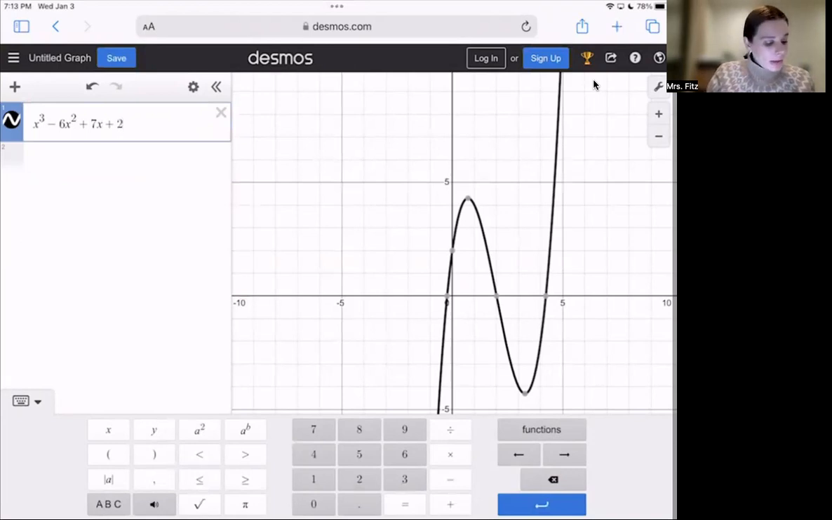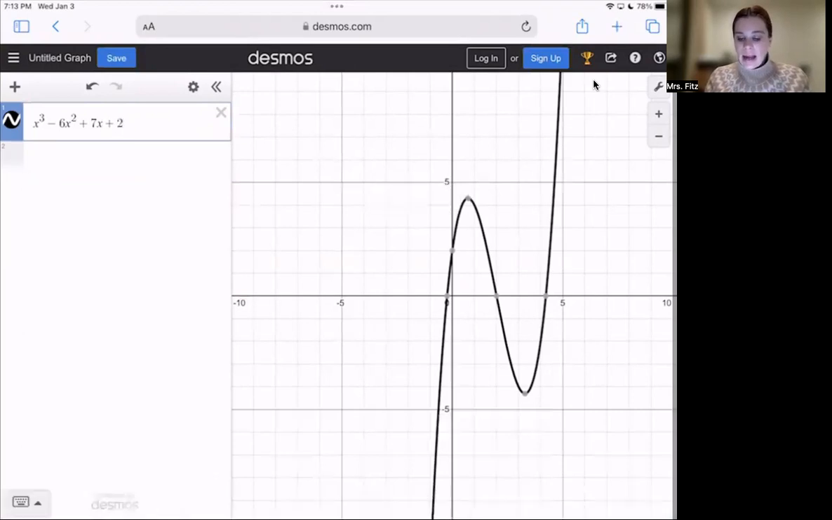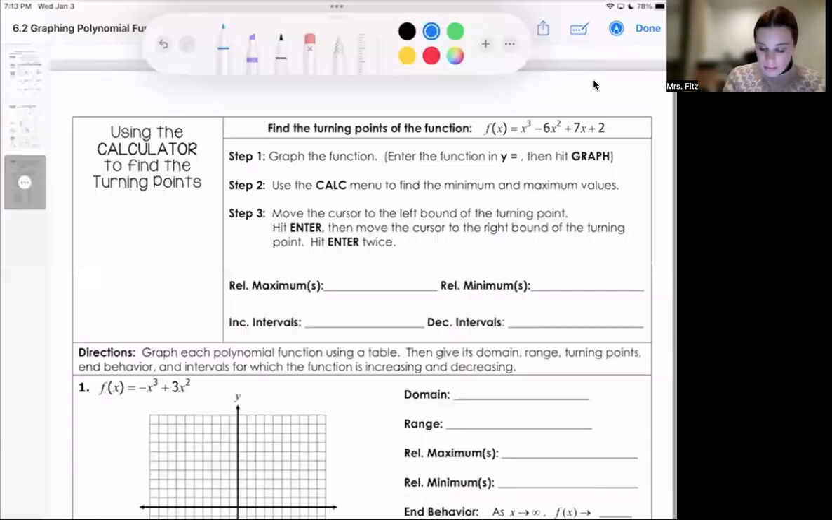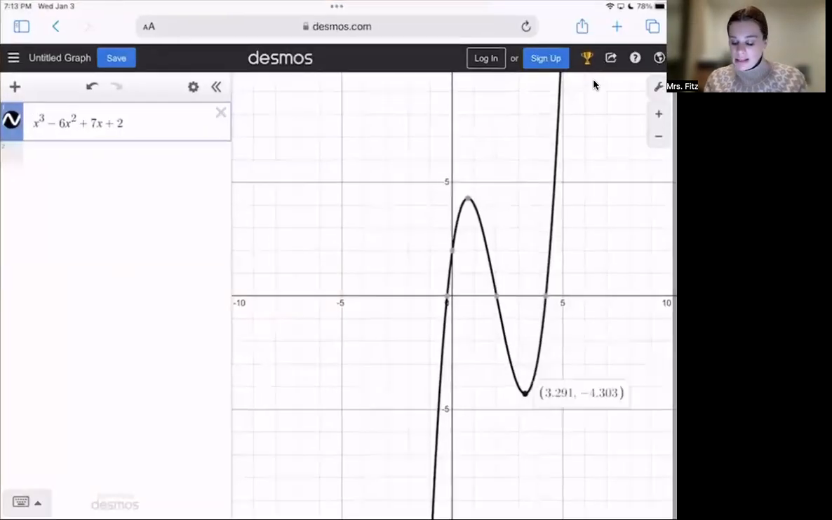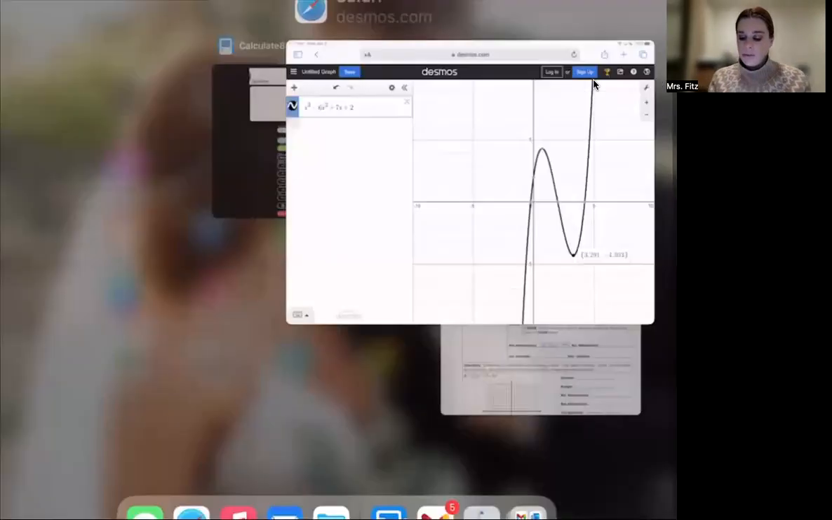So it does look like we do have a relative maximum at the point approximately 0.709, 4.303. Make sure you have the x and the y coordinate. The relative minimum is at about 3.291, negative 4.303.